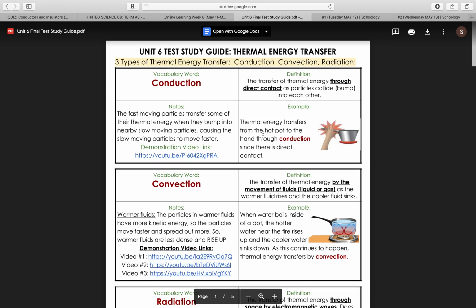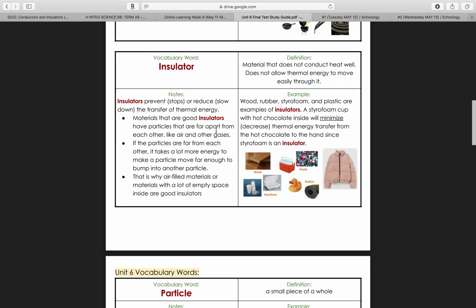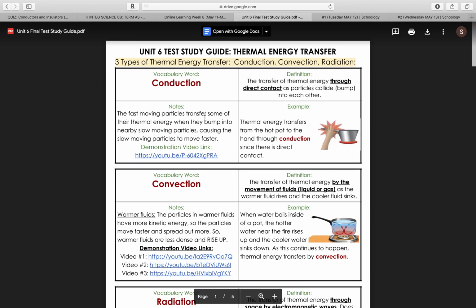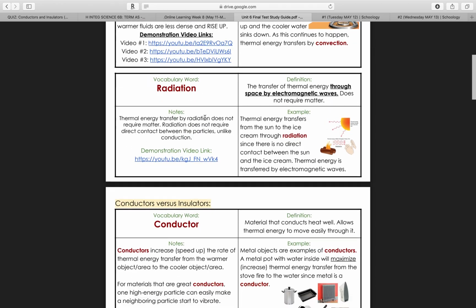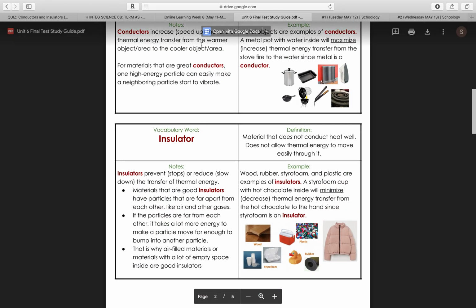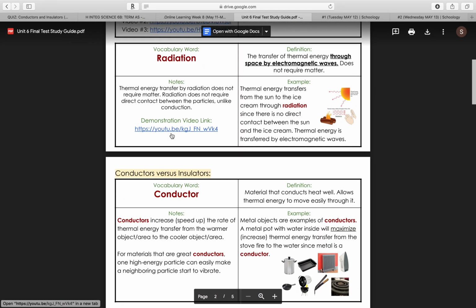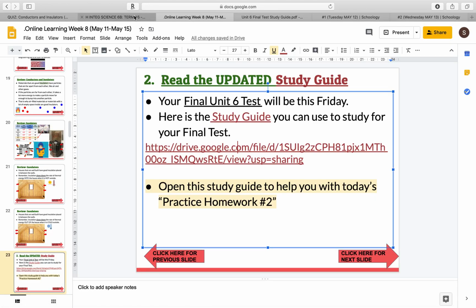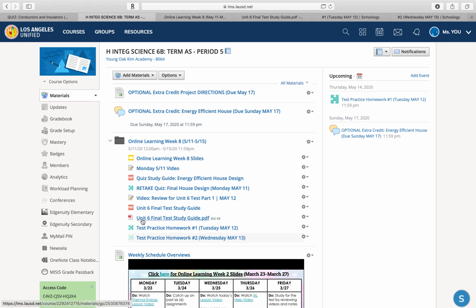I'm telling you once again, this study guide is going to be helpful for your test. So please read everything and study them. You can do one page at a time. Take your time and study and read everything. And if you want to rewatch the videos, they're all linked over here. And the study guide, you can also find it in the black folder. It's the Unit 6 Final Test Study Guide.